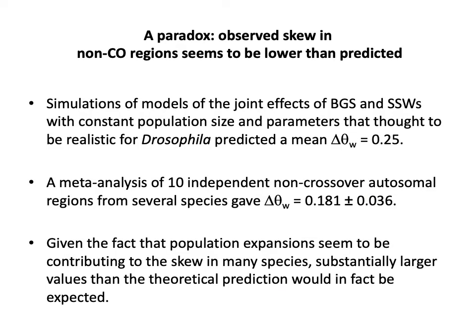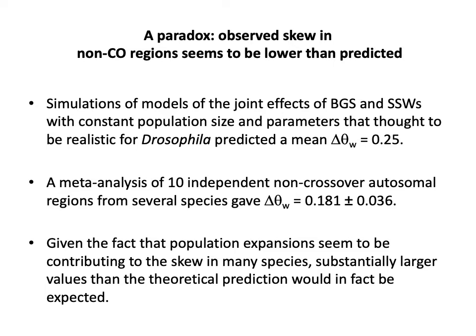So we've got a paradox here. And indeed, simulations of models of the joint effects of background selection and selective sweeps, with parameters that we think are realistic for Drosophila, predicted a mean delta theta W of about 0.25. I'll show you some of these results later. However, a meta-analysis of 10 independent non-crossover autosomal regions from several species gave a delta theta W on average of about 0.18, which is quite significantly different. So we've got less skew than we might expect.